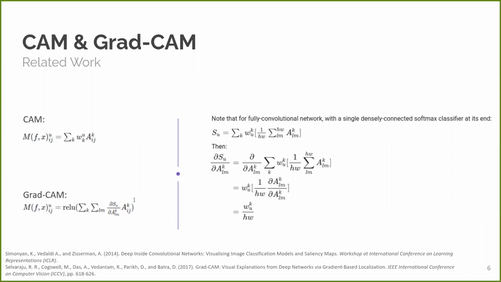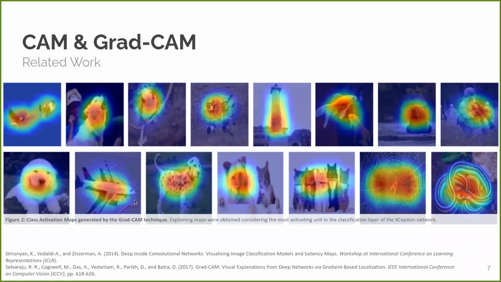CAM can be generalized to more complicated networks, for example, a convolutional network attached to a Q&A mechanism, by replacing the weights by the gradient information. So here are a few examples. We can clearly see that it's not so accurate in describing the object's shapes, but it does highlight the correct objects.